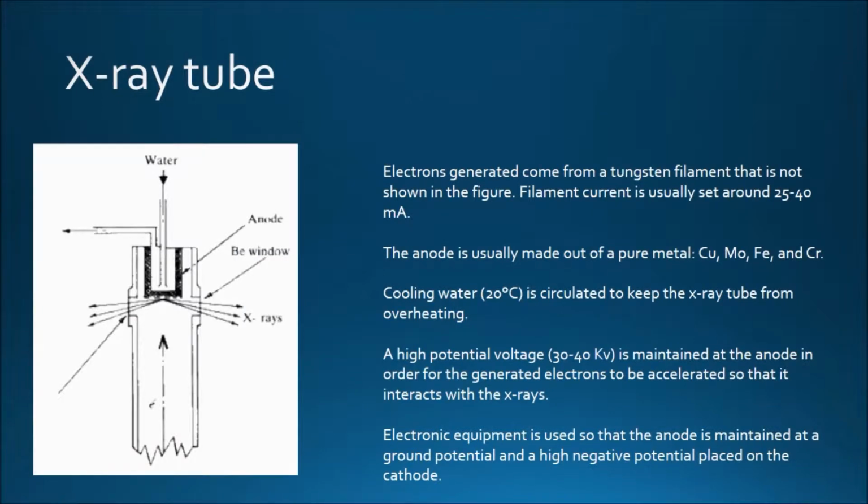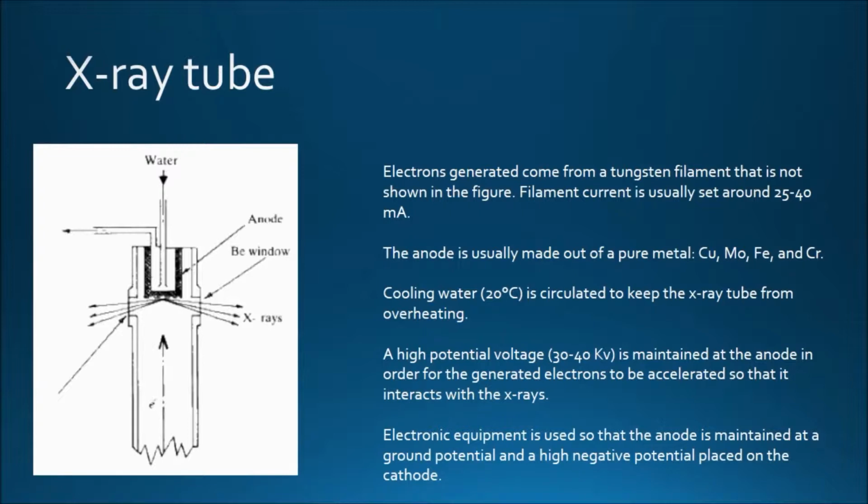Shown here is a figure of a typical X-ray tube. The electrons generated come from a tungsten filament that is not shown here in this figure. The filament current is usually set around 25 to 40 milliamps. The anode is usually made out of pure metals such as copper, molybdenum, iron, or chromium. Cooling water is circulated around to keep the X-ray tube from overheating.